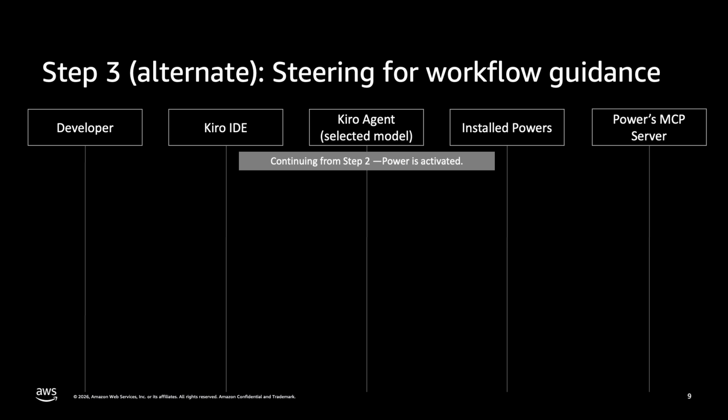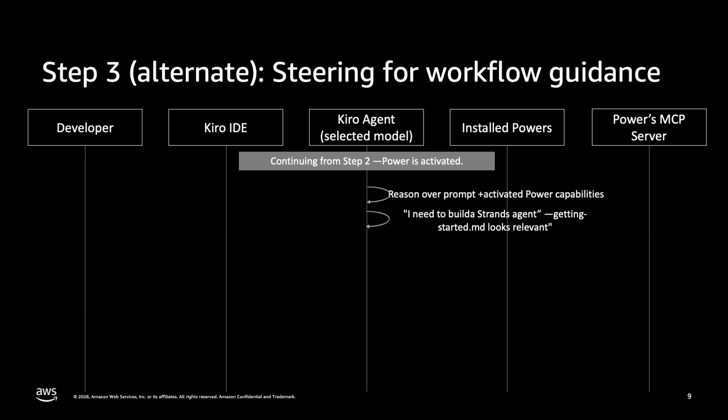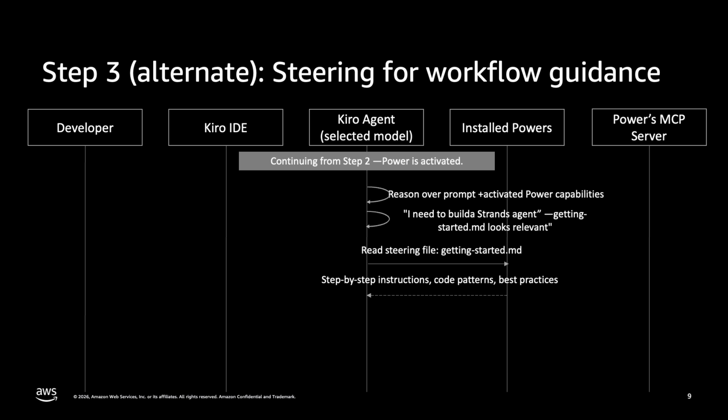The agent has another option after activation besides calling tools, and that's reading a steering file. Remember, when the activated response came back, it included a list of steering file names. So the agent looks at your prompt, looks at that list, and thinks, I need to build a Strands agent, and getting_started.md looks like exactly what I need. It calls read steering, and back comes a markdown with step-by-step instructions, code patterns, and best practices, all written by the power author. The agent then follows that guide to generate your code.